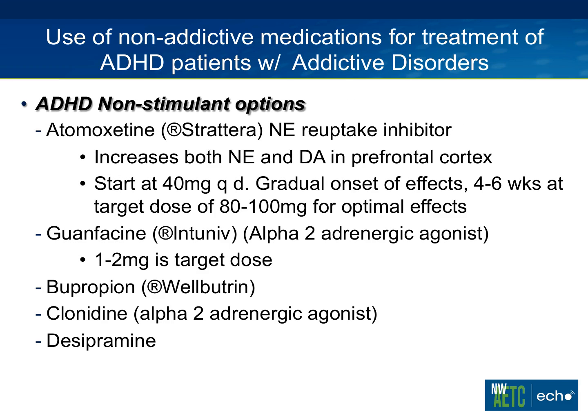We should consider the non-addictive medications first for treatment of ADHD, and there are several non-stimulant options. The first one is Strattera, atomoxetine, which is a norepinephrine reuptake inhibitor. It increases both norepinephrine and dopamine in the prefrontal cortex. The target dose is 80 milligrams a day. Then there's guanfacine, which is an alpha-2 adrenergic agonist, at 1 or 2 milligrams a day.